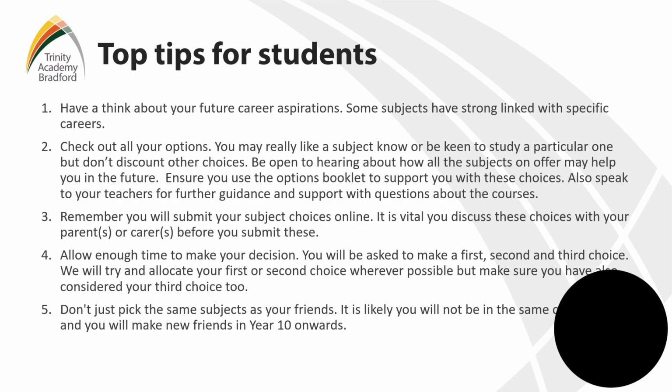Some top tips for students when selecting their options are that they should have a think about their future career aspirations. Some subjects have strong links with specific careers. Students should check out all of their available options. You may really like a subject now or be keen to study one particular subject, but don't discount the other choices. Students should be open to hearing about how all subjects on offer may help them in the future. Students should ensure the options booklet is read in depth and any questions are asked of the phase leader or of the classroom teacher.